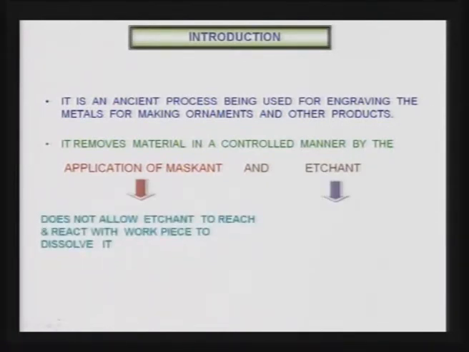Now, the function of the maskant is that it does not allow the etchant to reach and react with the workpiece to dissolve it by chemical reaction, while the etchant dissolves workpiece material by chemically acting with the workpiece. Now, the etchant reacts with the workpiece chemically, forms a new product, and removes the material from the workpiece.